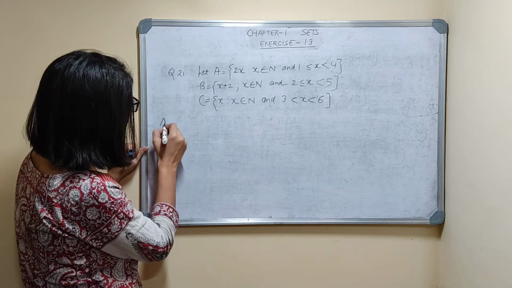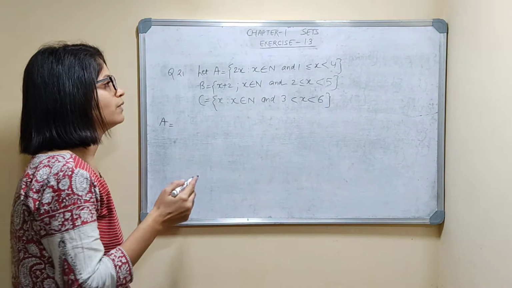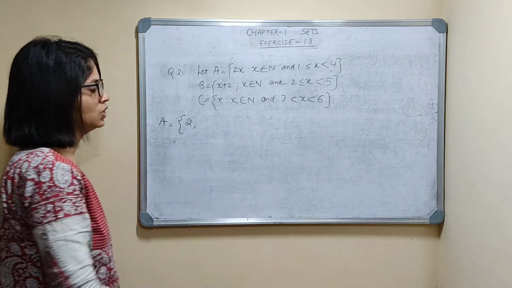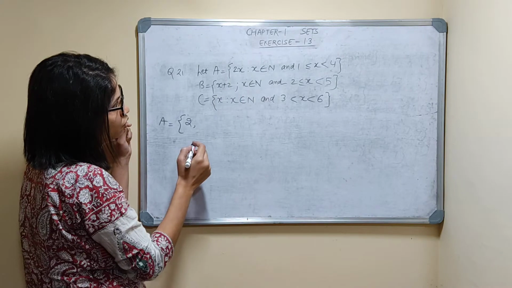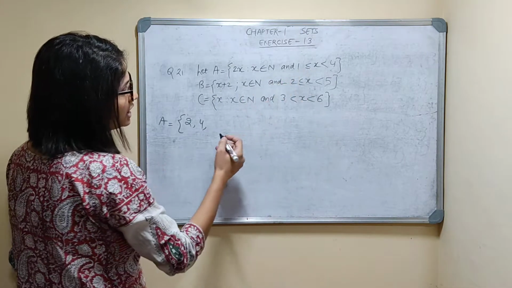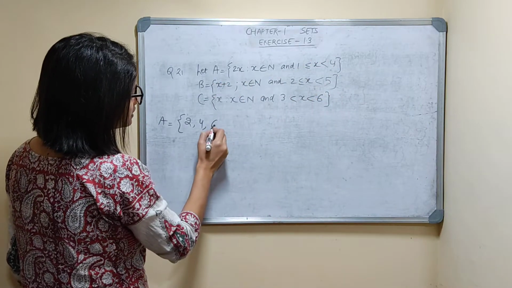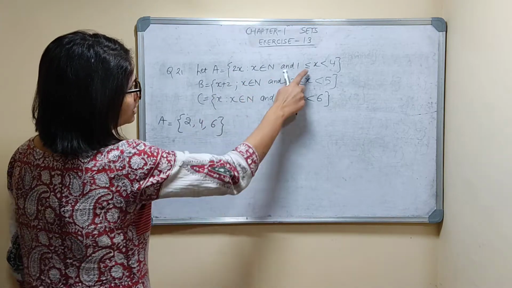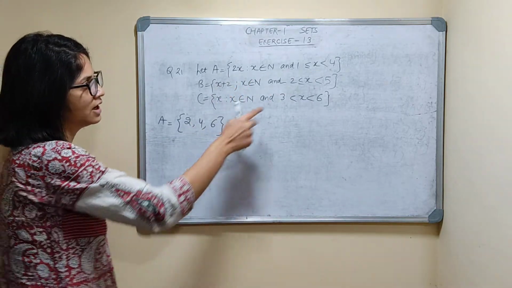First I'll find A. Let A be 2x such that x belongs to N and x values between 1 to 4. 1 I can take, so 2 into 1 is 2. X value is 2, so 2 twos are 4. X value will be 3, because 1, 2, 3 I can take, 4 I can't take. So 2 threes are 6. First value is 1, x is equal to 1, so 2 ones are 2. X value is 2, so 2 twos are 4. X value is 3, so 2 threes are 6. And 4 I can't take.